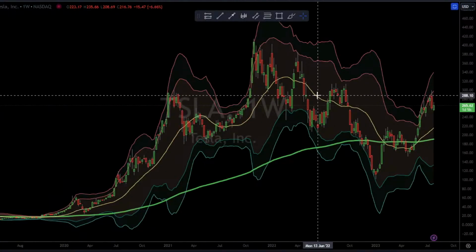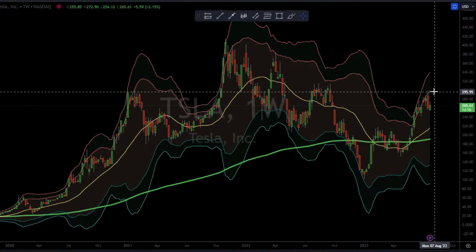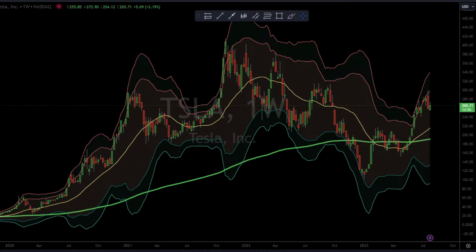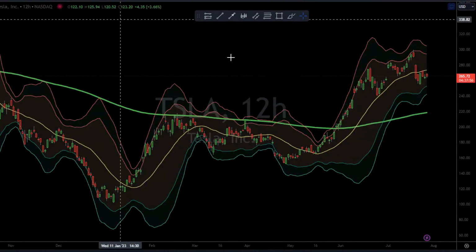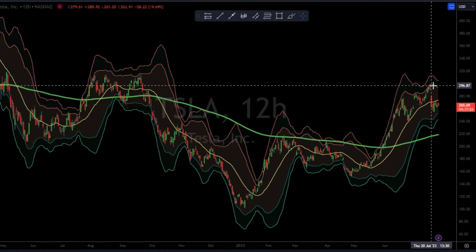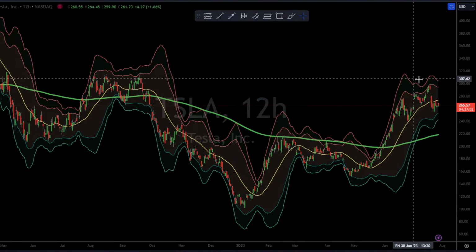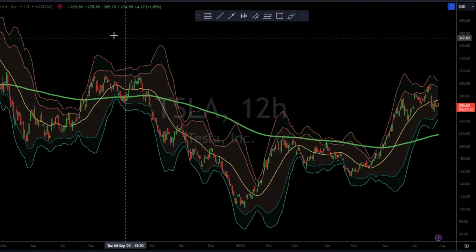Quickly going through the Bollinger Bands. Now the weekly Bollinger Bands came outside the second standard deviation, but didn't get outside the third standard. The daily and the 12 are both the same chart here because of the data that I have. And it's up along the second standard deviation, but not outside that third standard deviation.